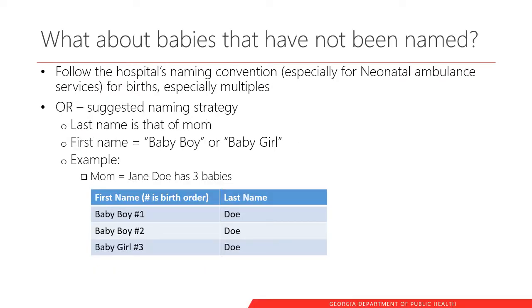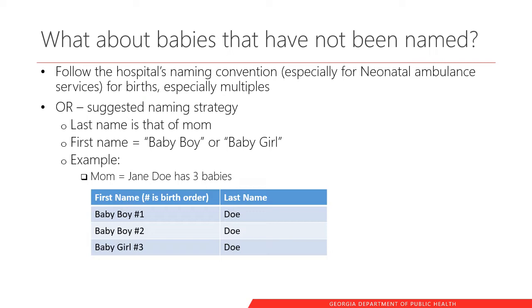Well, what about babies that haven't been named yet? Well, that obviously does have a little bit of a special consideration there. So if this is where you're transporting a baby from a hospital, remember that what you should do is follow the hospital's naming convention. So maybe that's baby boy Smith, or baby girl Smith, or whatever it is, and that's fine for you to do that. So follow their naming conventions.